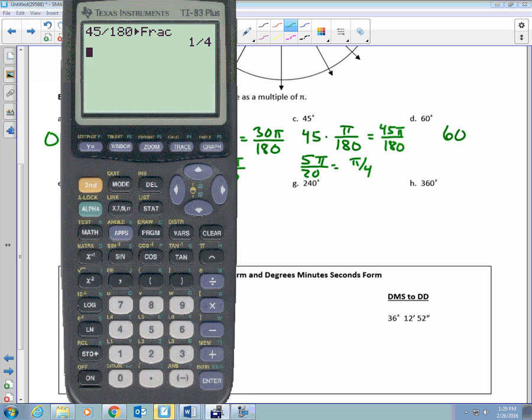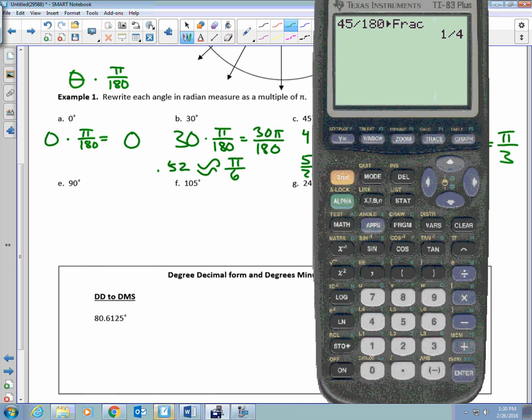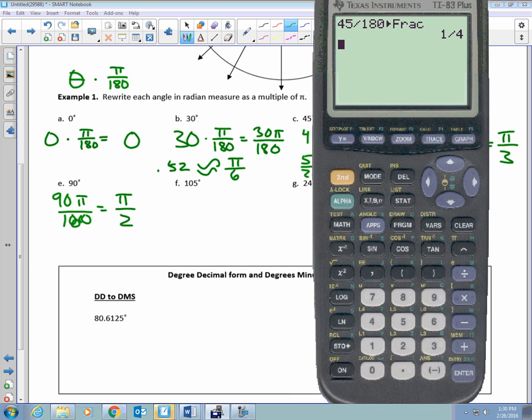Next one, 60 times pi divided by 180. Does 60 go into 180? How many times? 3. So we get pi over 3. Then 90 pi divided by 180. Does 90 go into 180? How many times? Twice. So I get pi over 2.